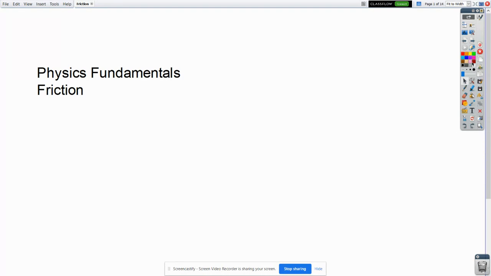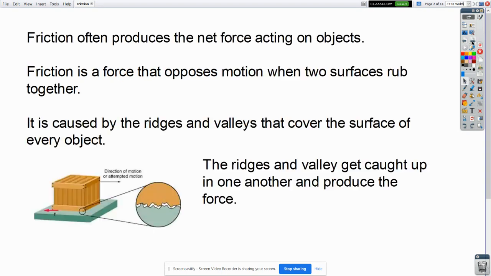All right, let's take a look at friction, one of our basic forces that we talked about when we did forces, and one that comes up quite often throughout physics. Friction is one of those forces produced in objects. It is a contact force that occurs when two surfaces rub together. It is often the bearer or the producer of the net force that's acting on objects.